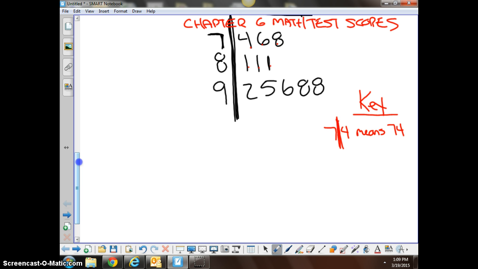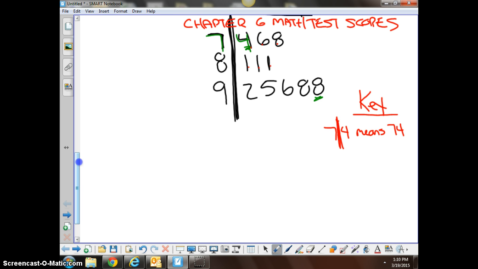Does that make sense? From this point forward, if you saw a stem and leaf plot, would you be able to just kill it? Yeah, they're not that hard, right? But you got to know what you're doing with it. So 7-4 means 74, and because we have a title, Chapter 6 Math Test Scores, we know that this person right here got a 74 on their math test.